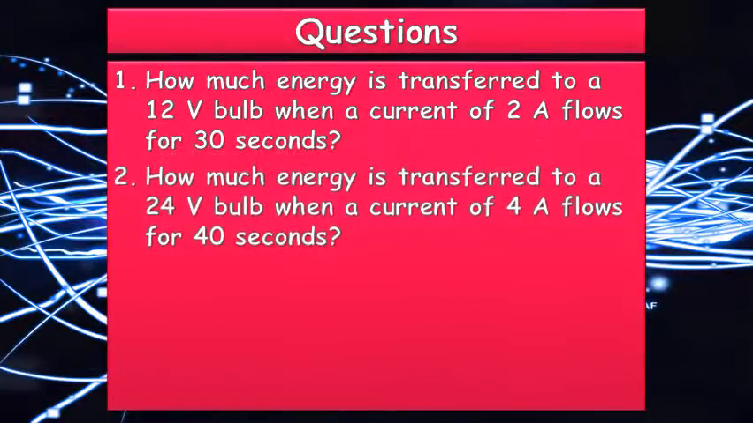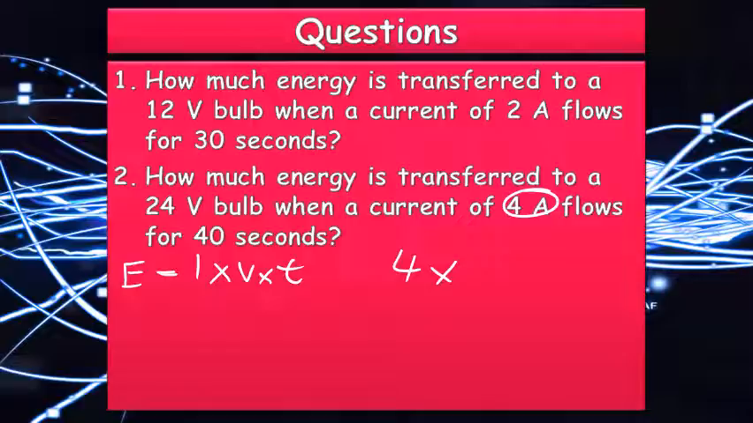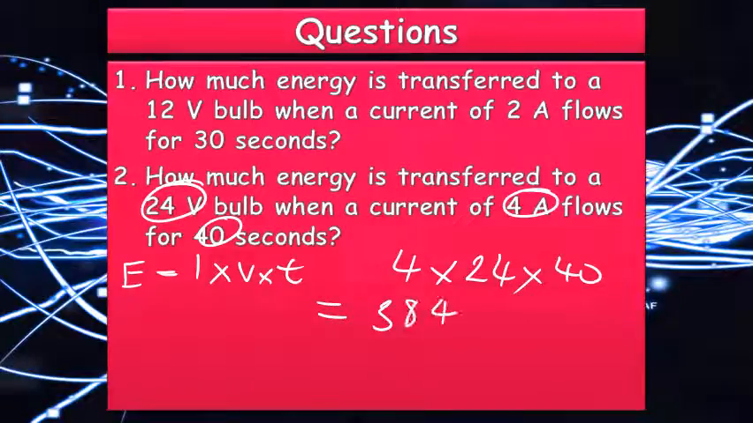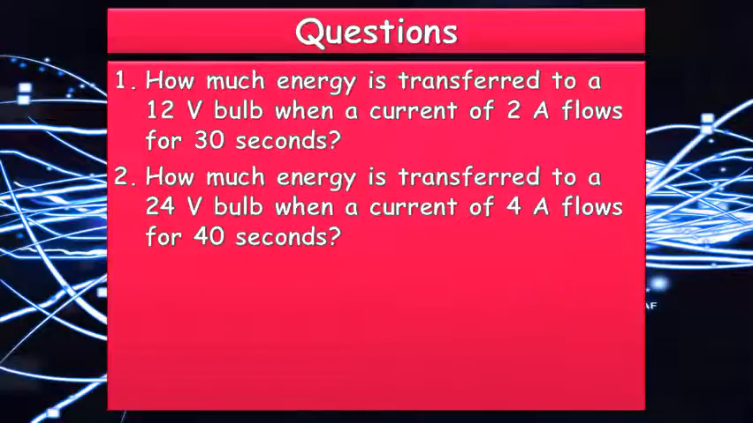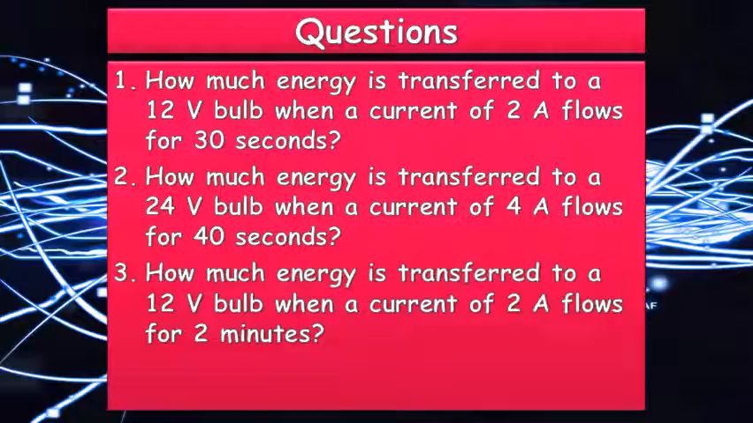Next question. How much energy is transferred to a 24 volt bulb when a current of 4 amps flows for 40 seconds? Again, pause the video and come back in a few seconds. Okay, again, the equation, as we've already discussed, is current times voltage times time. Let's plug in the numbers. The current is 4, times 24, times 40, which equals a grand total of 3,840 joules. Easy peasy.